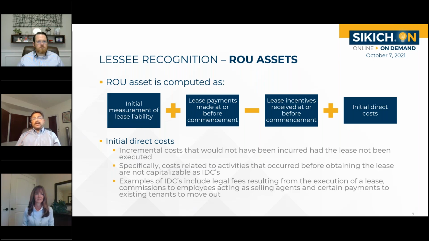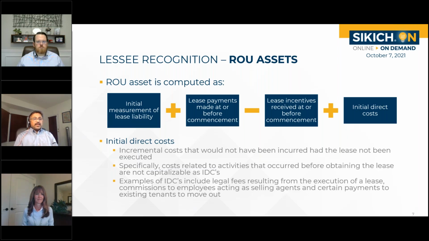We deduct any lease incentives received at or before lease commencement. And we add certain initial direct costs incurred by the lessee. Now, please note, the initial direct cost which can be included in the right of use asset is limited under ASC 842 compared to ASC 840, where some lease related costs could be capitalized under ASC 840. So again, additional information is included in the slide for your reference.